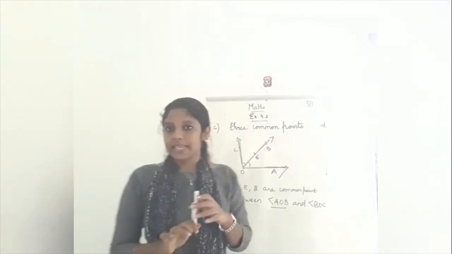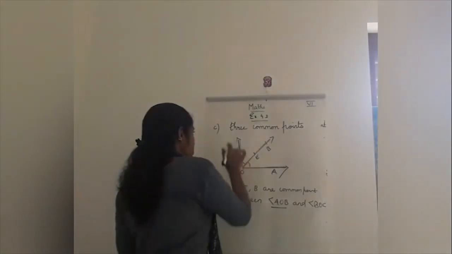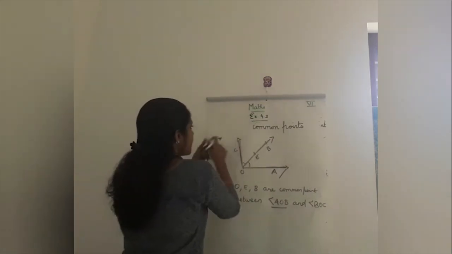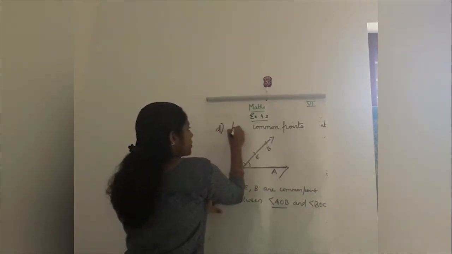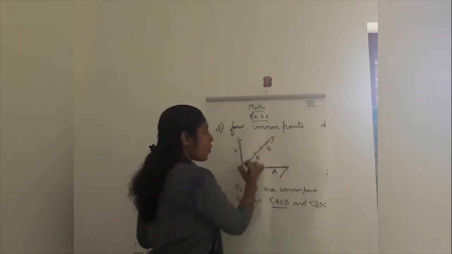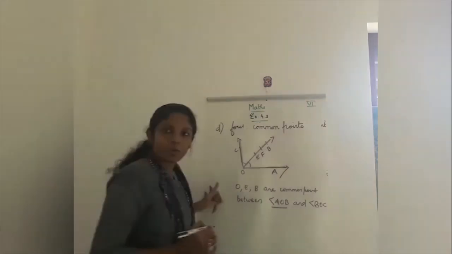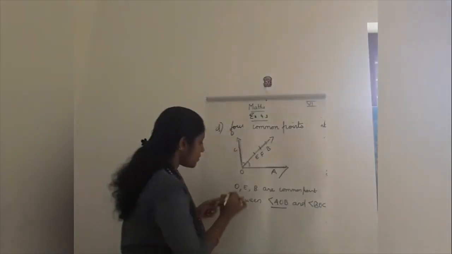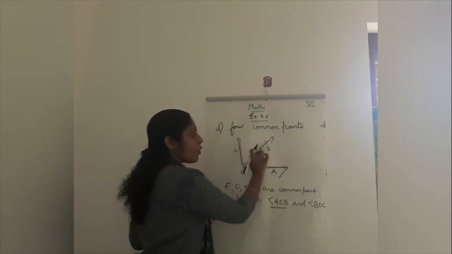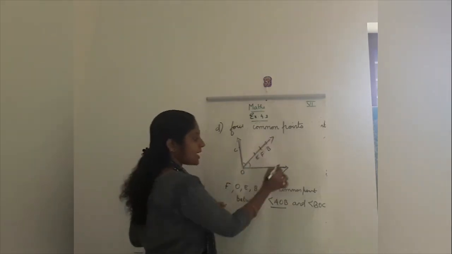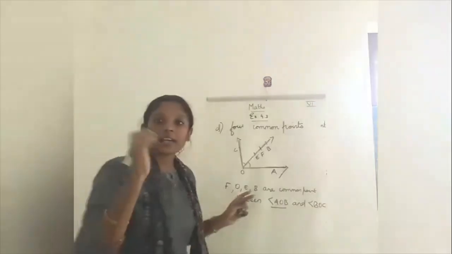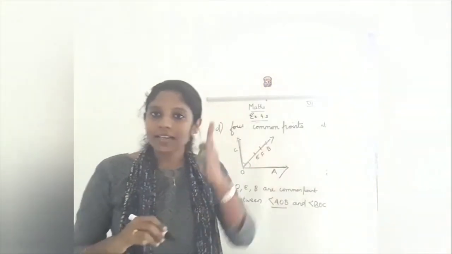Okay. So the next question is that four common points should be there. For drawing four common points, I can mark one more common point here: O, E, B, F. So the common points are F, O, E, B.